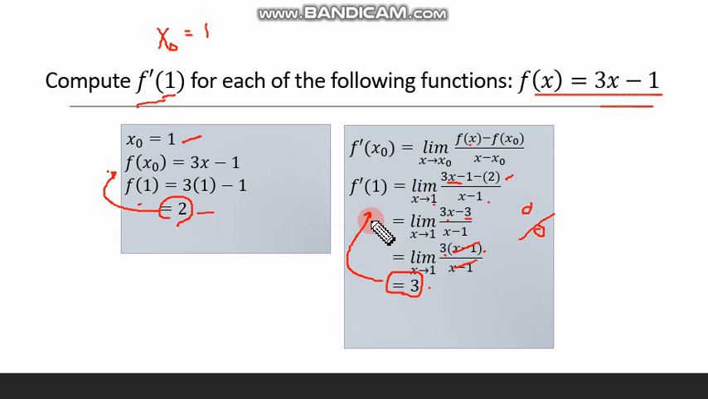So f prime of 1, or the derivative of the function at x equal to 1, is equal to 3. The function is 3x minus 1.